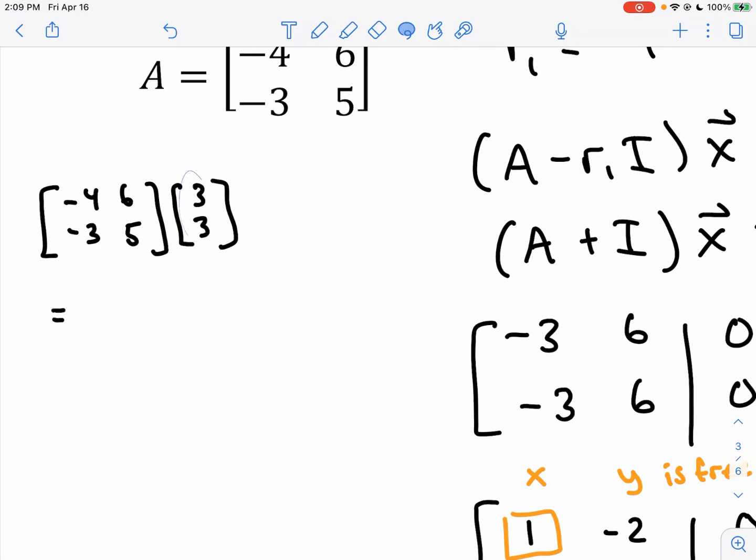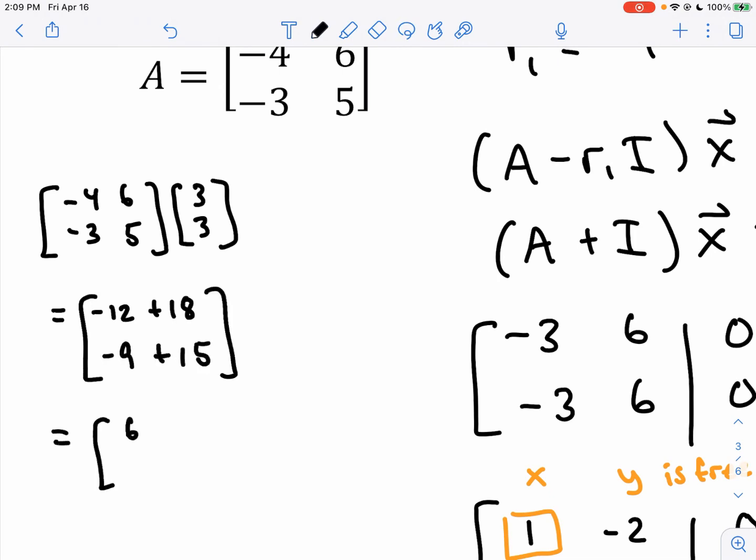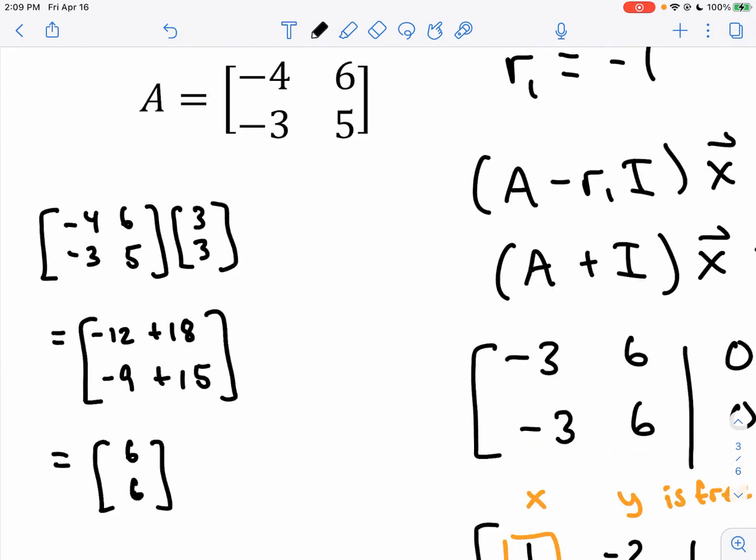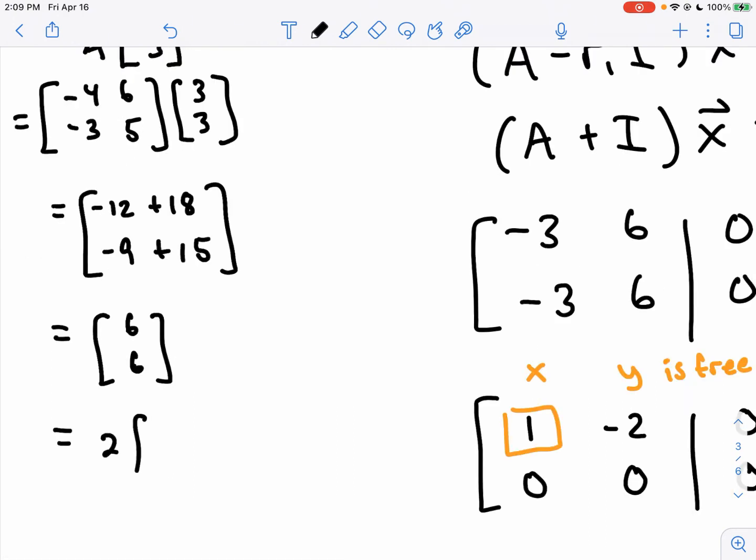So we have these 3's going to multiply both those entries. So we have -12 plus 18 in the top entry, and then the 3's multiply to these entries, and they get added, and we have -9 plus 15. And let's see what this becomes. We get a 6 up top and a 6 down below. And notice we got twice the original vector. So when I did the matrix A times (3, 3), I wound up getting twice (3, 3).